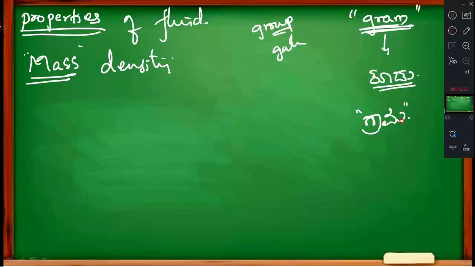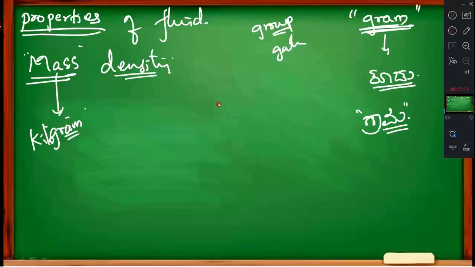This gram means what? That gram only we are using it here. Kg is measured in terms of gram. Kilogram. Megagram. Centigram. That is your gram.